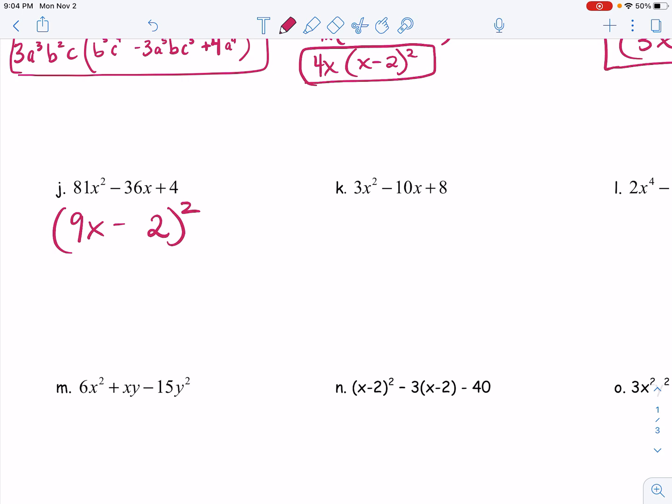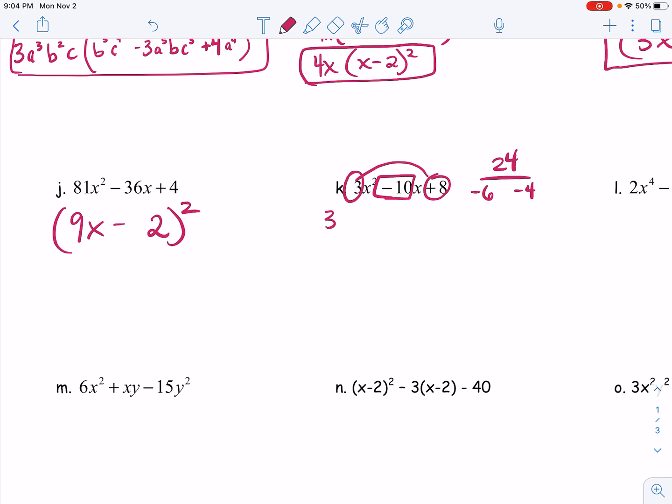3x squared minus 10x plus 8. No GCF. Not a perfect square trinomial. So I just need to factor. My a value is not 1, so I'm going to multiply 3 times 8. 3 times 8 is 24. I need factors of 24 that are going to add up to a negative 10. And so that's going to be a negative 6 and a negative 4.